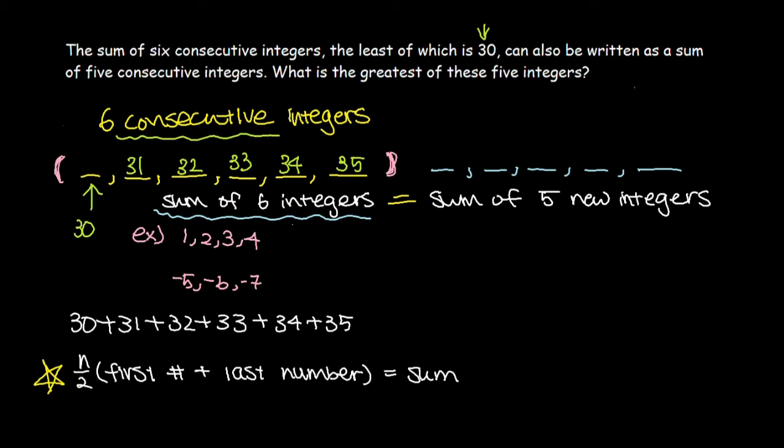And you might be wondering what the n means here. N is just talking about how many numbers there are in the set of numbers that you're trying to find the sum of.